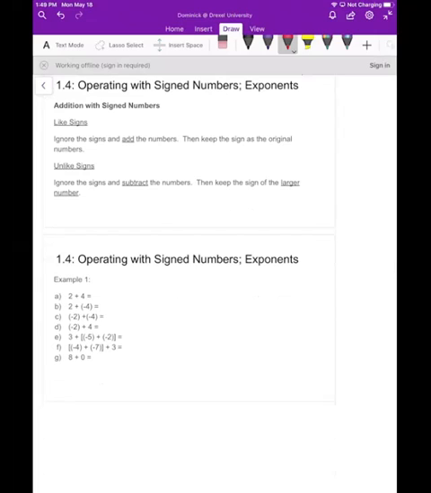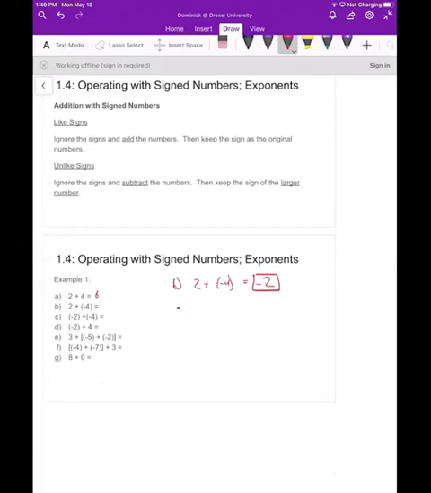So part A is easy, that's just 6. 2 plus 4 is 6. Now in part B, you have 2 plus negative 4. Well, here you have unlike signs. So now you want to do 4 minus 2, which is 2. And since the 4 is the bigger number, you want to keep that negative sign there. So that would be a negative 2.